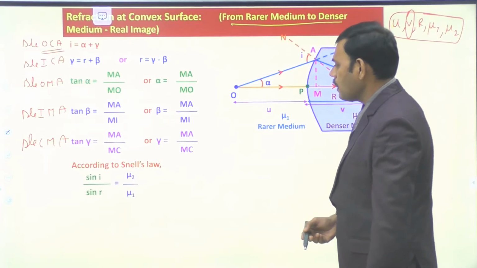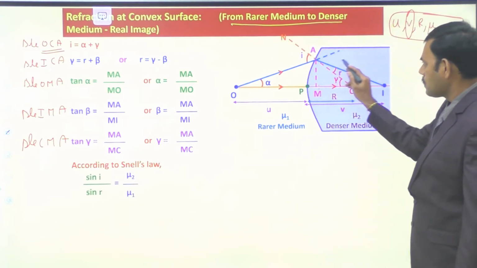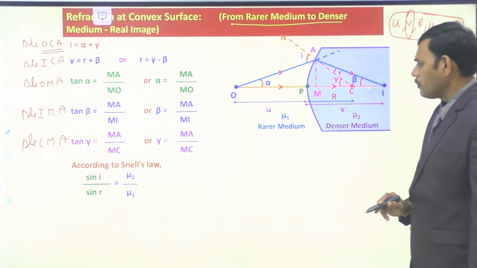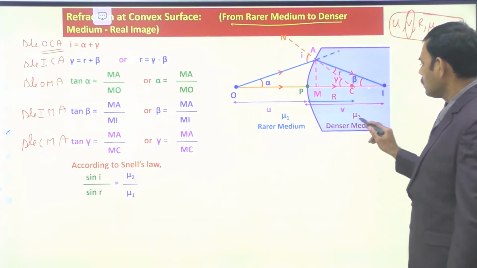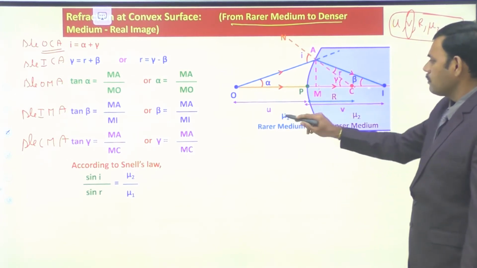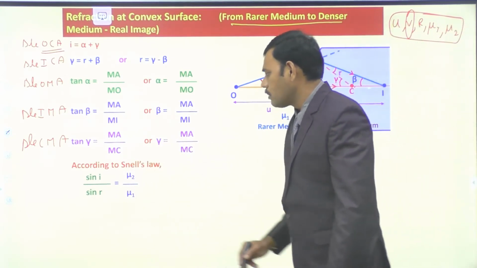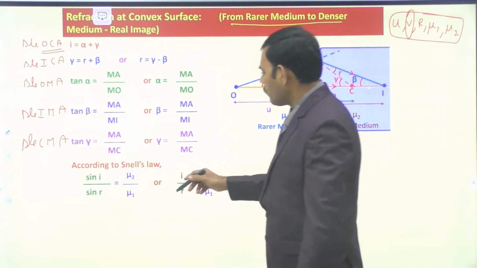According to Snell's law, when refraction takes place from the rarer to the denser medium, that is from a medium of refractive index mu1 to a medium of refractive index mu2, at the refracting position the ratio of the refractive index of the second medium with respect to the first, mu2 by mu1, is equal to sin i divided by sin r. On cross multiplying, we find one more relation.